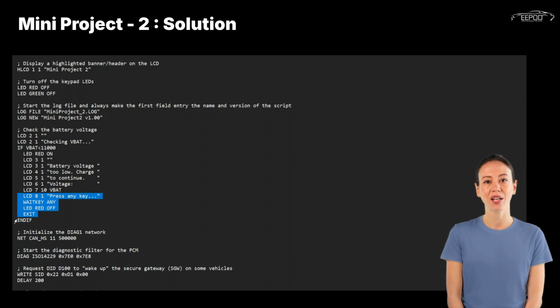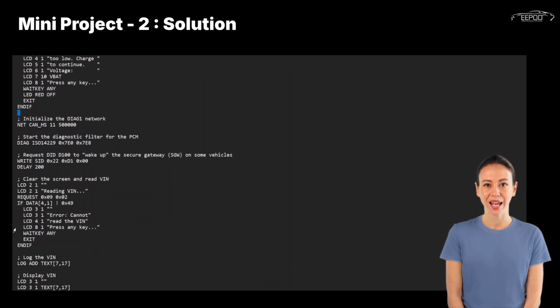It's a safety check. No point in proceeding if the ECU might shut off mid-session. The next step is to set up the CAN network and initialize the diagnostic filter for the PCM module. If VBAT is fine, we go ahead and set up CAN communication. This sets up a high-speed CAN network with 11-bit CAN ID and a 500K baud rate.